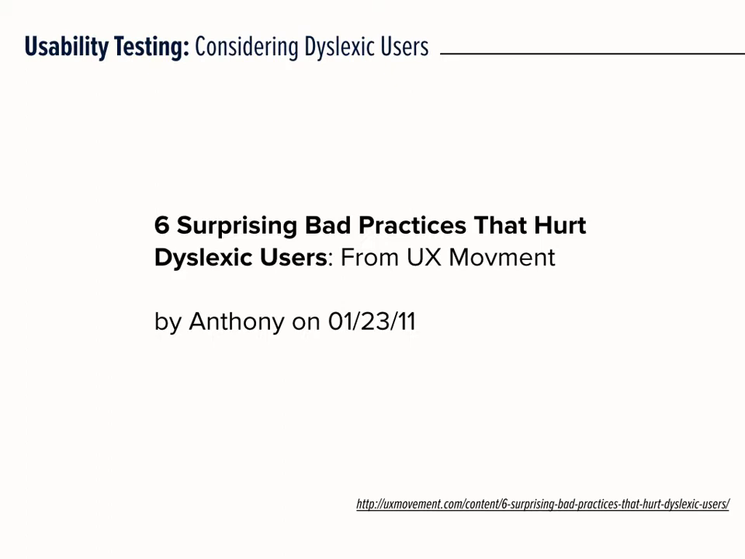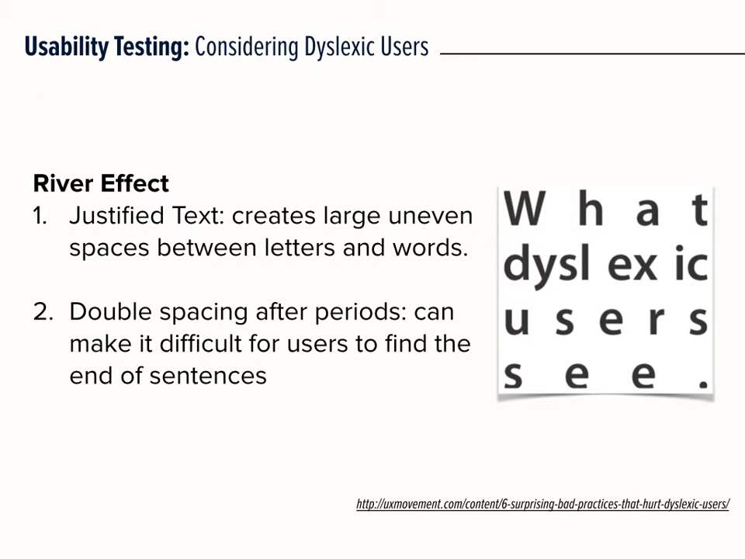Anthony has compiled 6 major pitfalls to watch out for that are likely to cause visual distortion that affects dyslexic users. These issues can lower readability for all users, but particularly for dyslexics. River effects happen when gaps are created in the text that result in strings of white space. Rivers reduce readability for everyone, but it is exaggerated in dyslexic users.